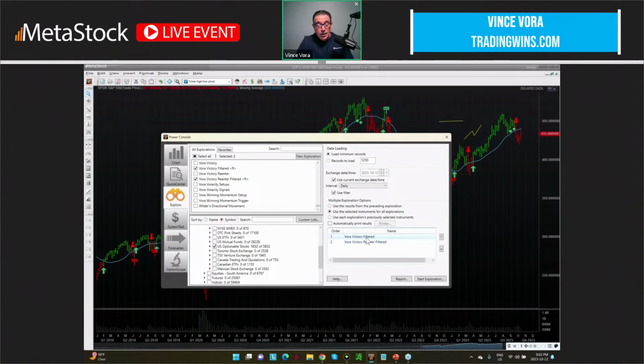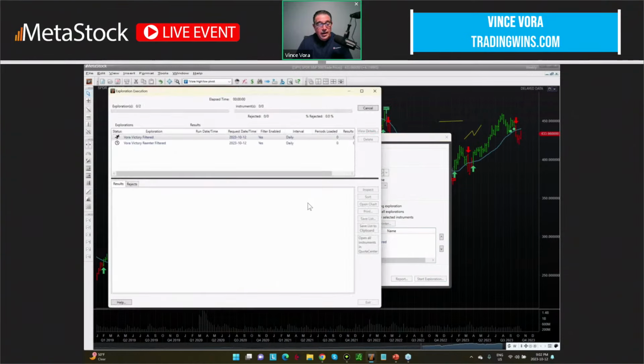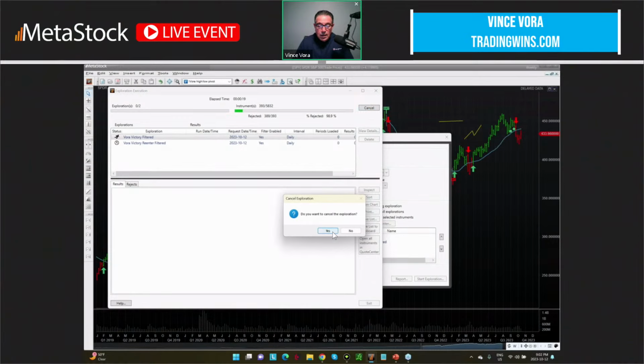So I have the regular Vora Victory filtered, which are the arrows with a significant slope. And I also have the re-entries, which are the circles with a significant slope, all right? You click on Start Exploration. It'll bring up this box. At the top, you can see 5,832 charts. You'll see how quickly it's scanning through it, okay? I'm not going to let it run because we don't have time right now, but the results would be populated down in here, okay?